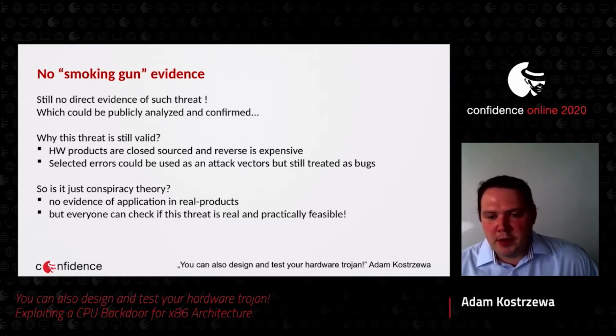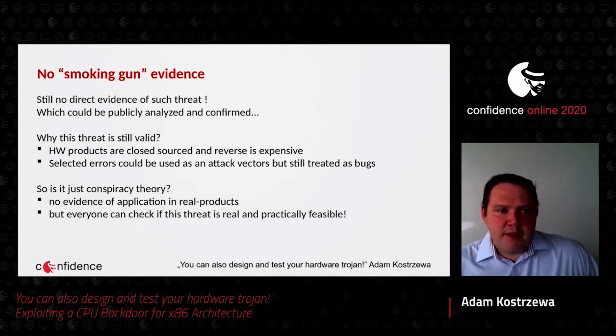You can find many talks about reverse engineering of integrated circuits. There was also my talk at this conference about this topic. So that's one reason. And the second: selected errors could be used as an attack vector, but still be treated as bugs. This is a notion which will repeat throughout this talk, that hardware is extensively tested. And frequently comes the question: if a malicious manufacturer finds a bug or vulnerability and does not patch it, is it already a CPU backdoor or still a bug?